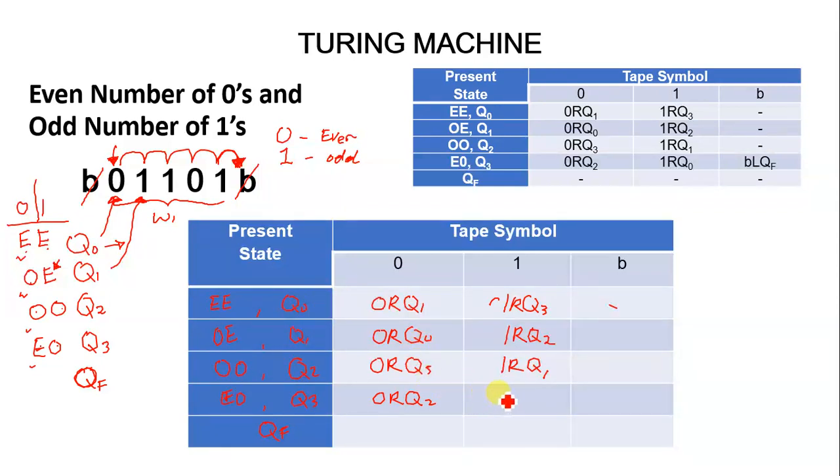Next, at Q3, we read symbol 1, so the odd number of 1s will become an even number of 1s. Odd will change to even, so EE is Q0. So we read 1, move right, and then move to state Q0.